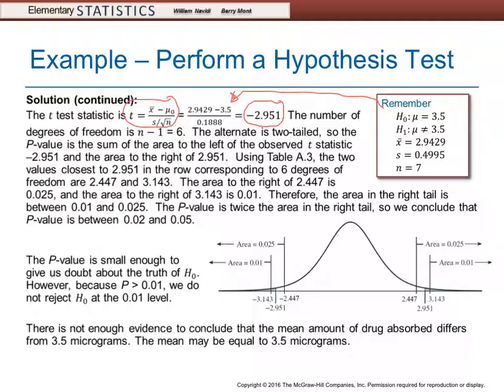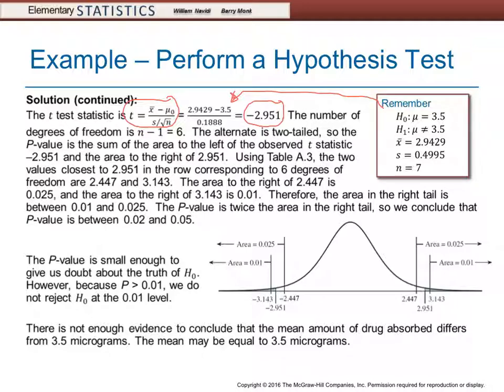So the alternative is two-tailed, and so the p-value is the sum of the area to the left of the observed t statistic, negative 2.951, and the area to the right of 2.951. Using table A3, the two values closest to 2.951 in the row corresponding to 6 degrees of freedom are 2.447 and 3.143.